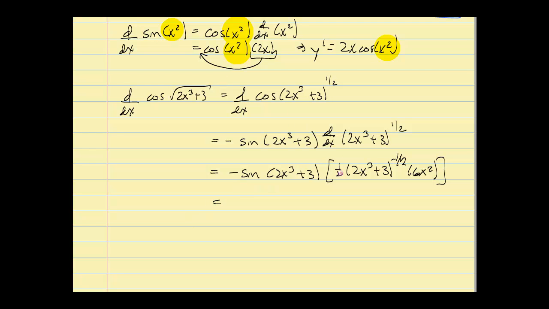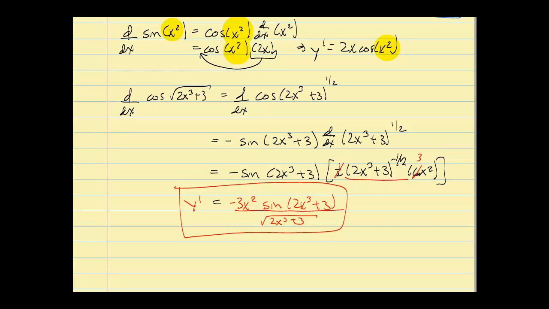It looks to me like this half cancels here 3 times, so I have a 3x squared, and I have a negative value. So I have a negative 3x squared sine of 2x cubed plus 3, and then this piece flips into the denominator, so that's going to be over the square root of 2x cubed plus 3. And that's my y prime, or f prime of x. That is my first derivative.